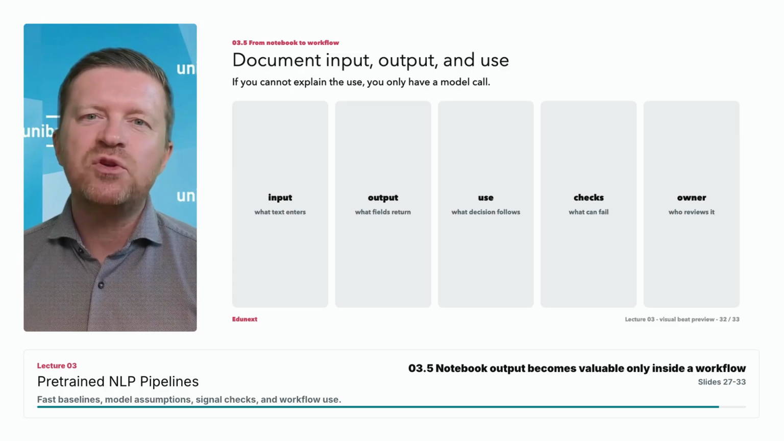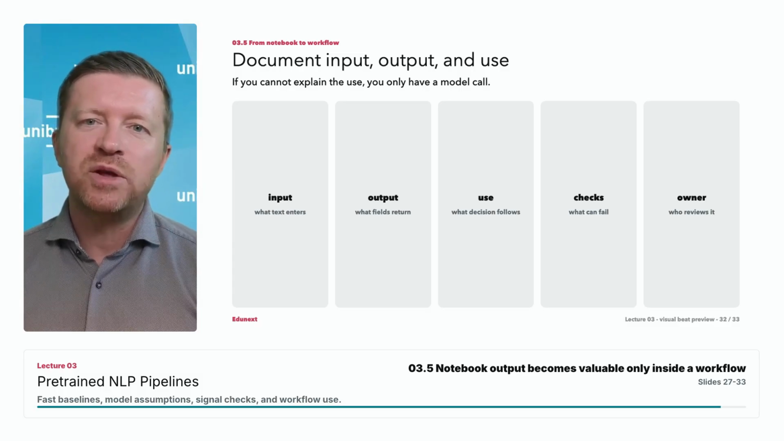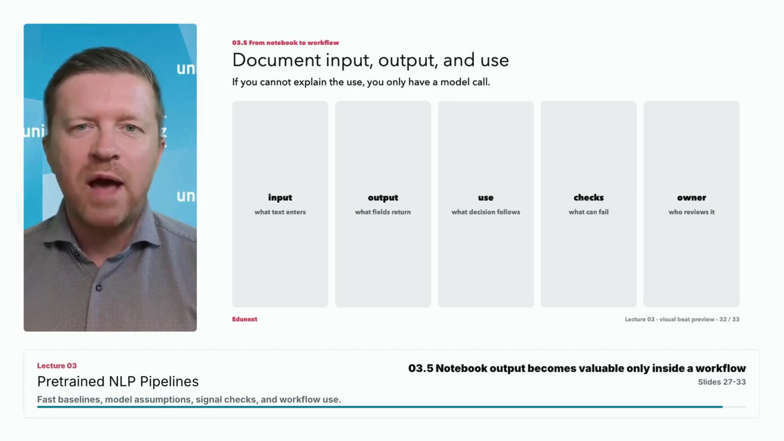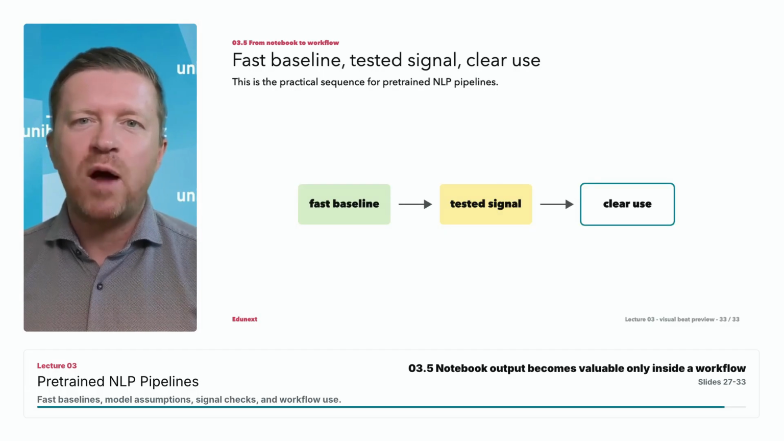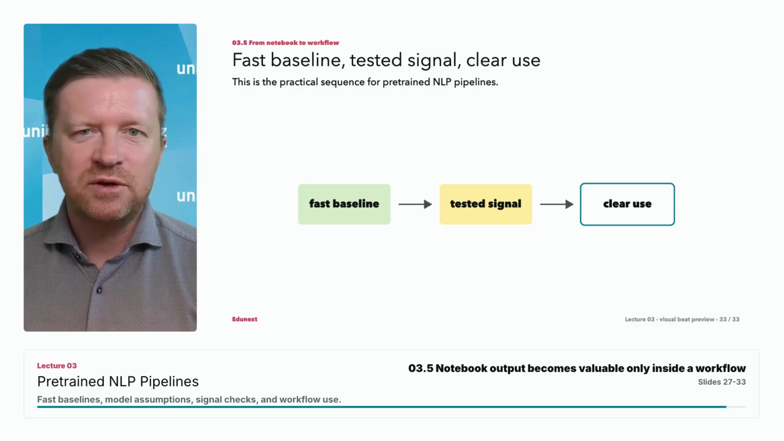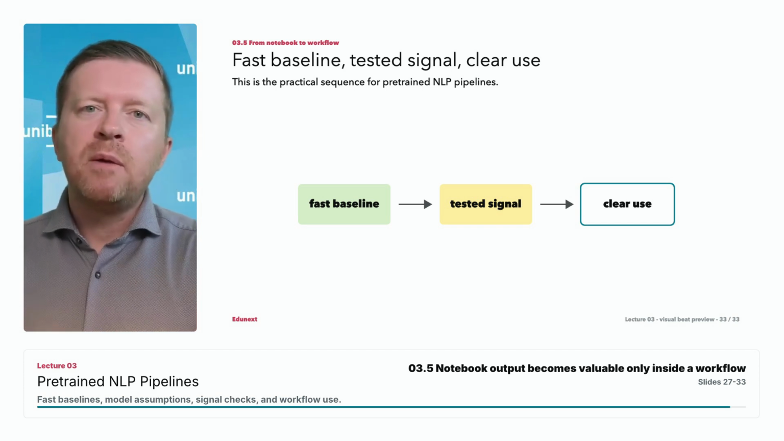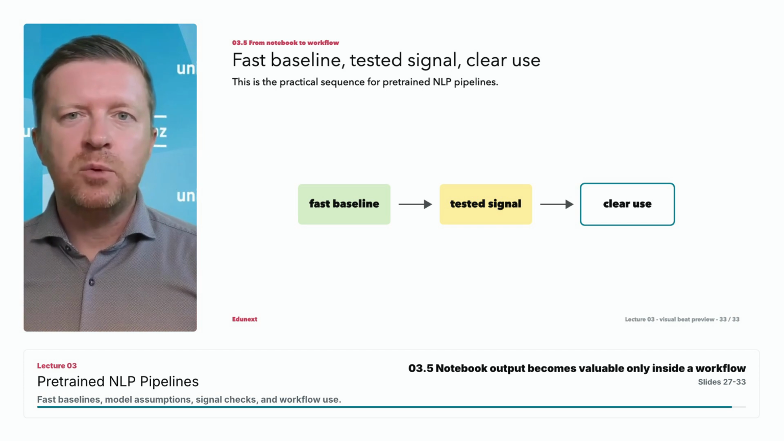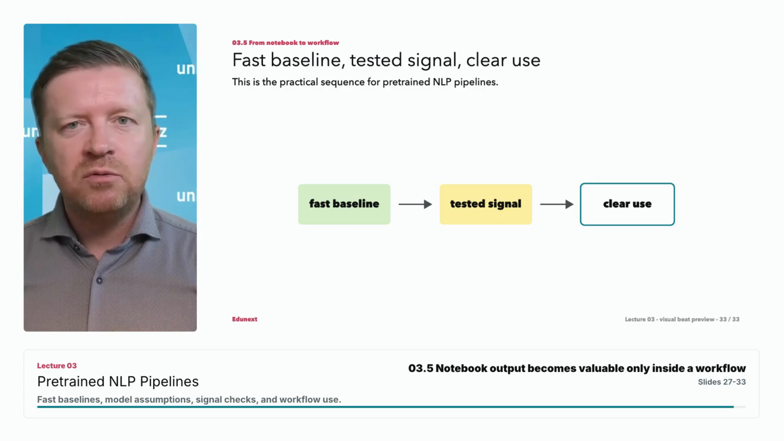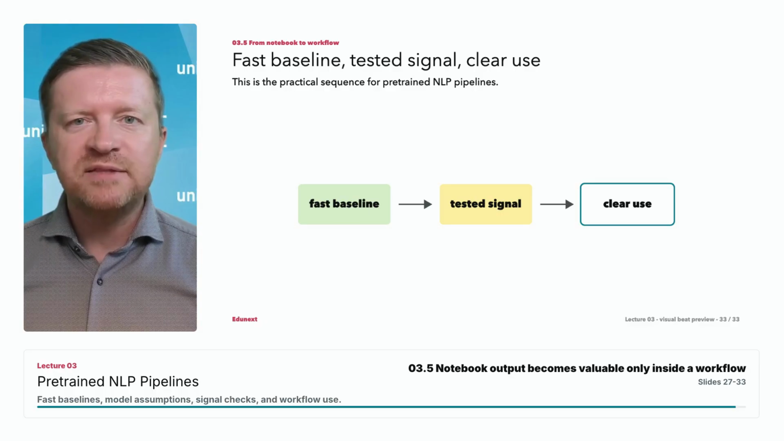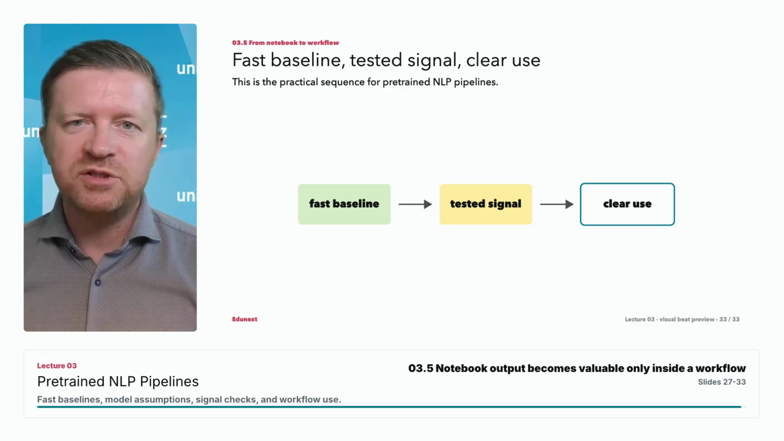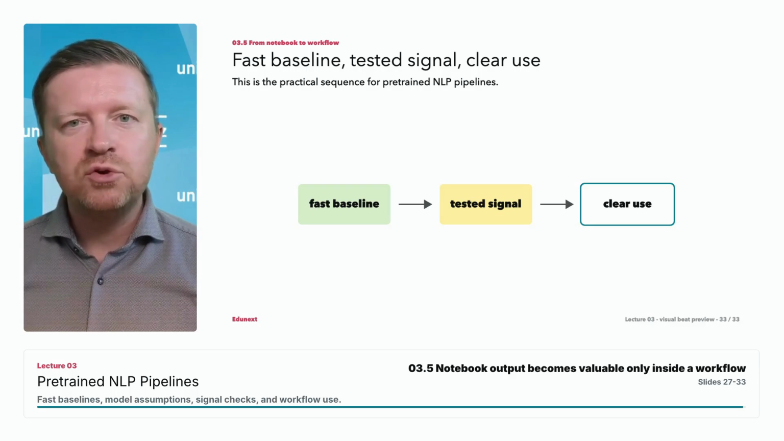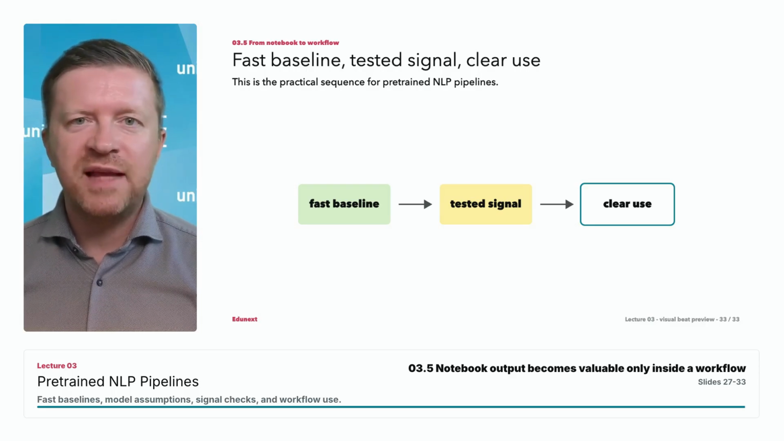Document 3 things whenever you use a pre-trained pipeline. First, what input the model sees. Second, what output it produces. Third, how that output is used. If you cannot answer the third question, you do not yet have an application, you have a model call. If you remember one thing from this lecture, remember this sequence: fast baseline, tested signal, clear use. Pre-trained pipelines are valuable because they help you move quickly from raw text to structured output. They become reliable only when you inspect assumptions and test examples, and they become useful only when the output supports a real decision, dashboard, or workflow.